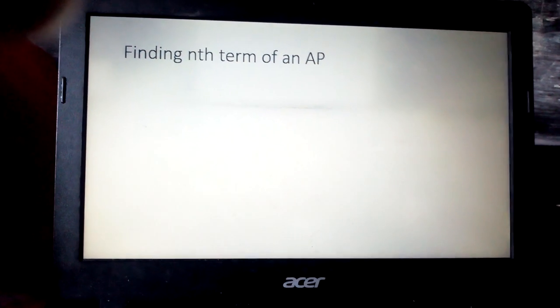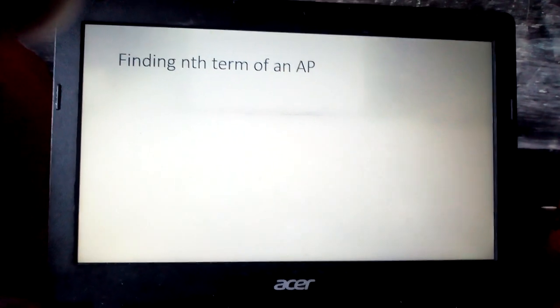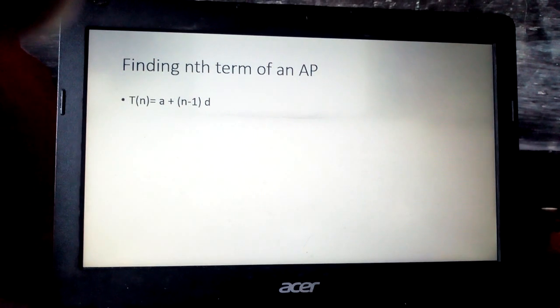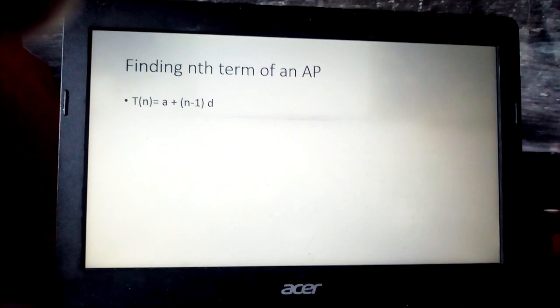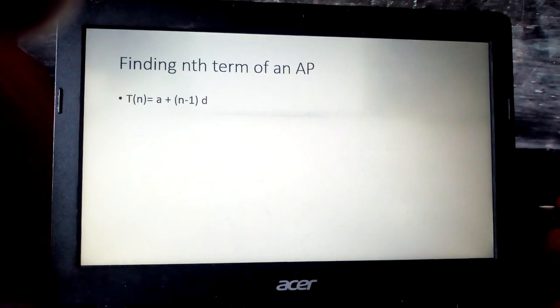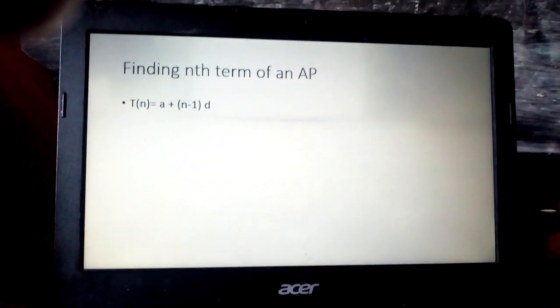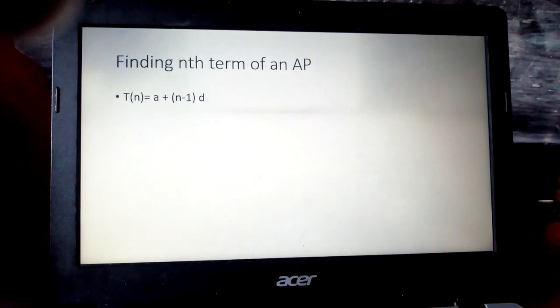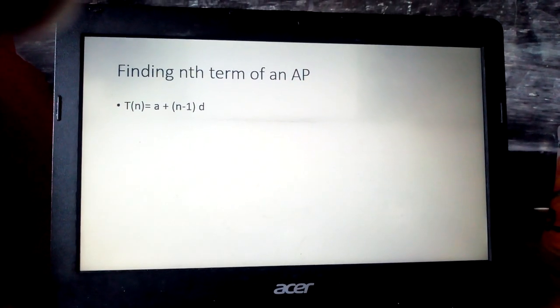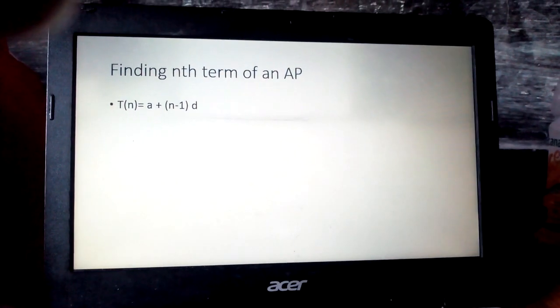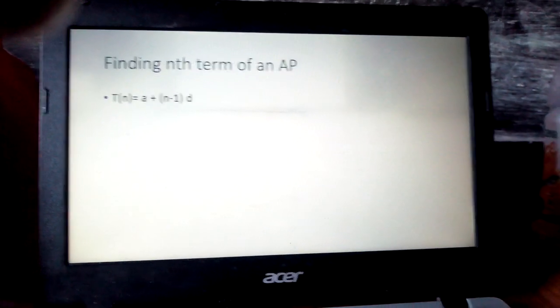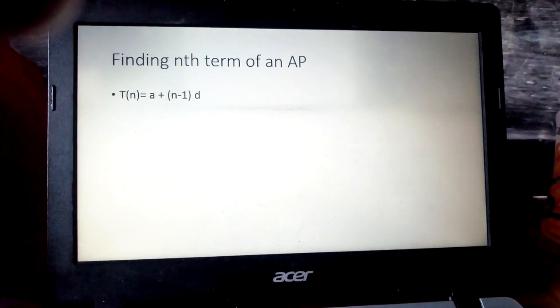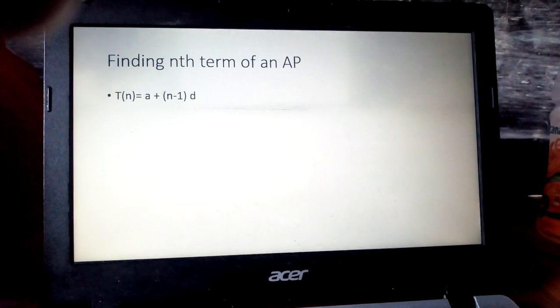Okay, now once you have found out whether the series is an arithmetic progression or not, then we can try and find out the nth term of an AP. Now what do we mean by this? The formula that we are going to use is Tn is equal to a plus (n minus 1) into d. Nth term of an AP means that, suppose for example you have been given an AP and you have to find the 13th or the 14th or the 20th or the 25th term. You can find that term just by making use of this particular formula.